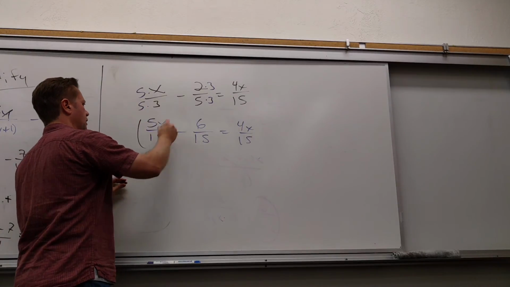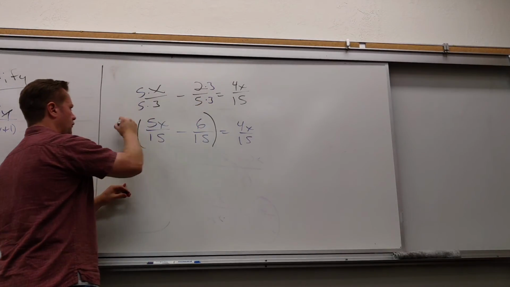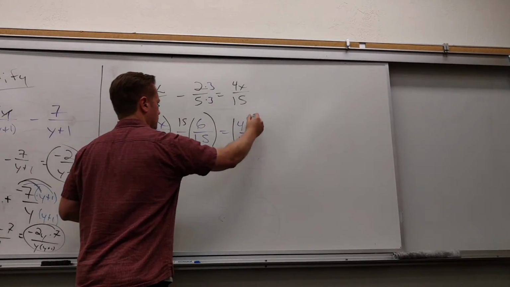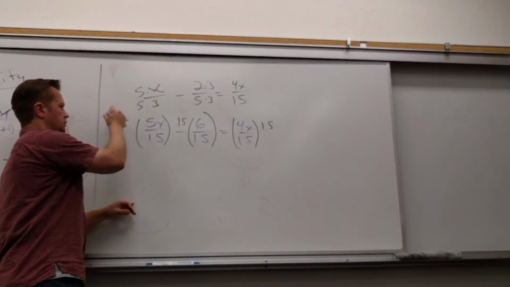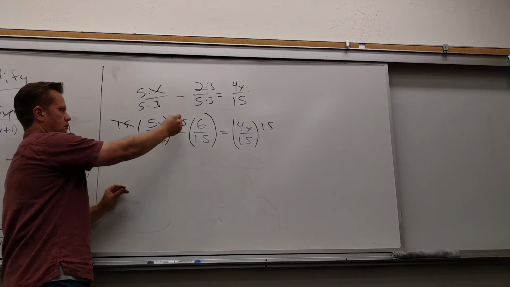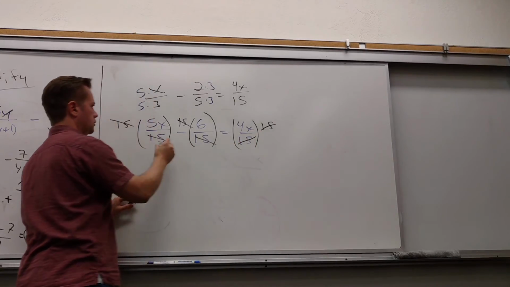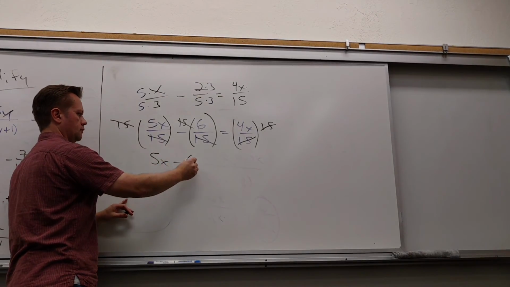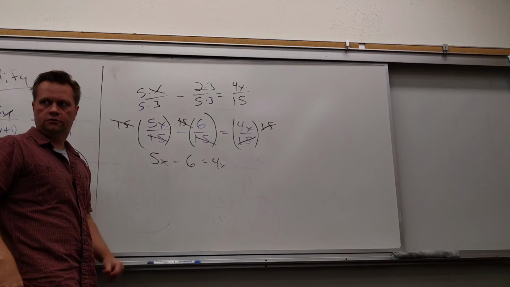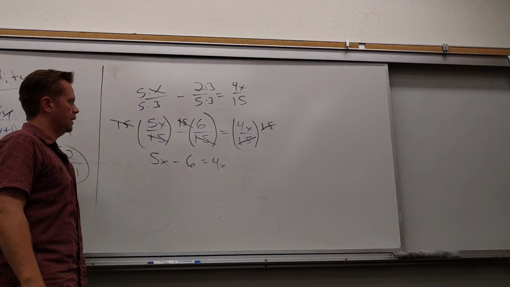So if I multiply everything by 15, if I multiply this side by 15, wouldn't I distribute it? Yeah, so I just write it next to each piece. The 15 cancels. So I get 5x minus 6 equals 4x. Minus 6. No x is there in the middle.